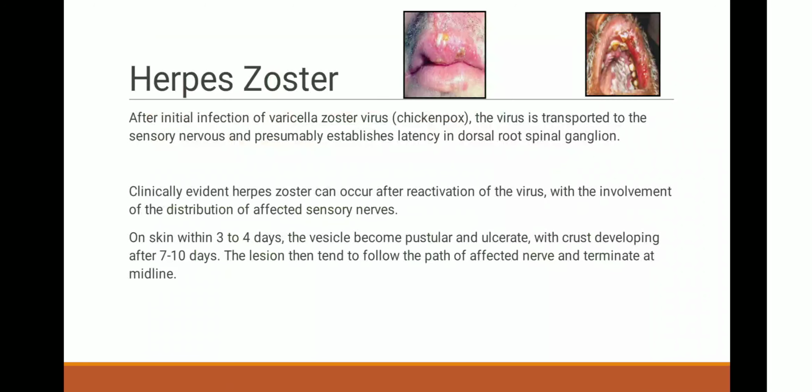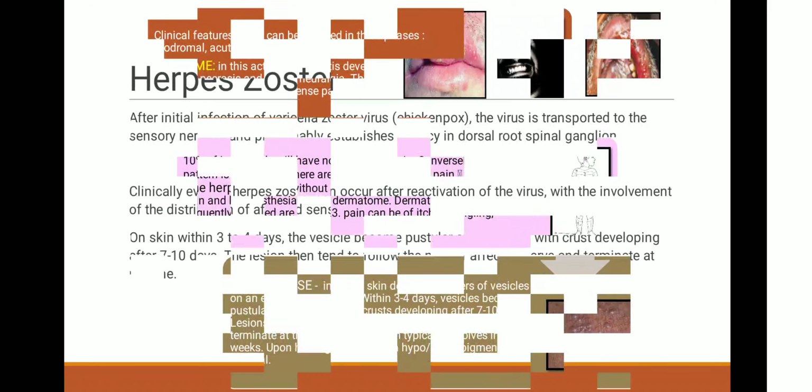Now, zoster. Zoster is seen in adults. After initial infection with Varicella zoster, the virus is transported to the sensory nerve ganglia. Clinically evident herpes zoster can occur after reactivation of the virus. On the skin, within 3 to 4 days, the vesicles become pustules, as you can see in the first pic. In the second pic, it will ulcerate. But always remember, it will cover only the half side of the body which is affected.